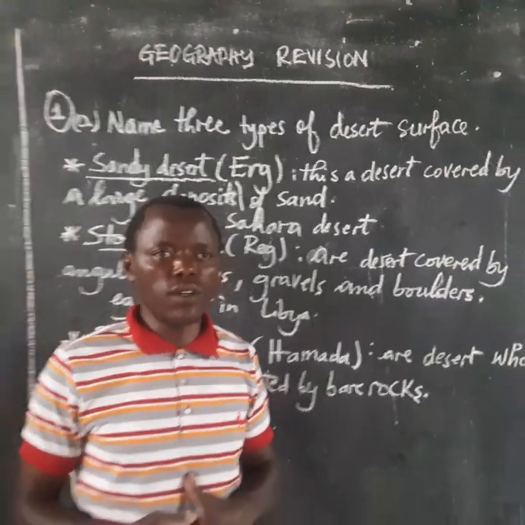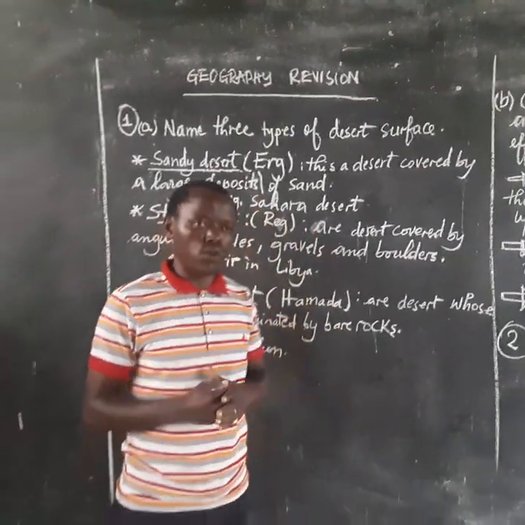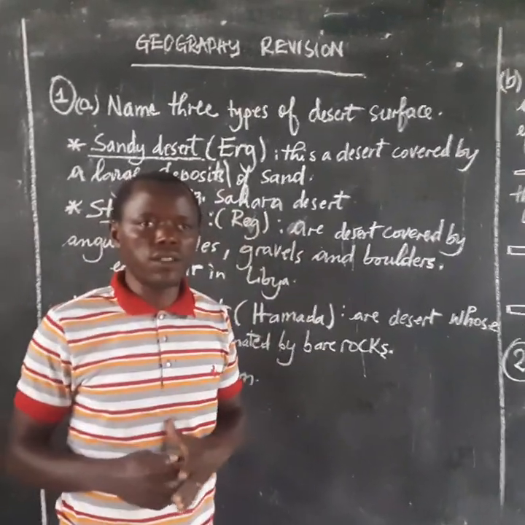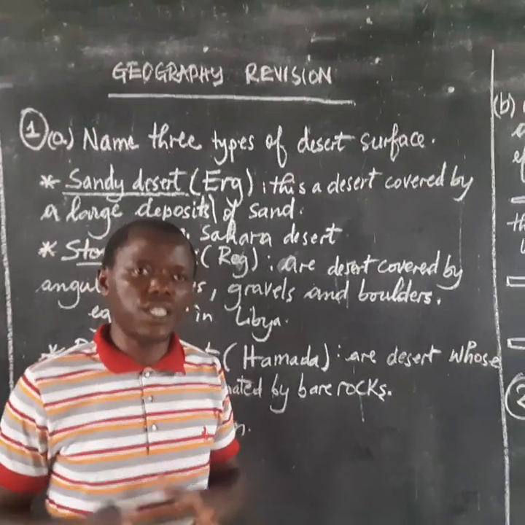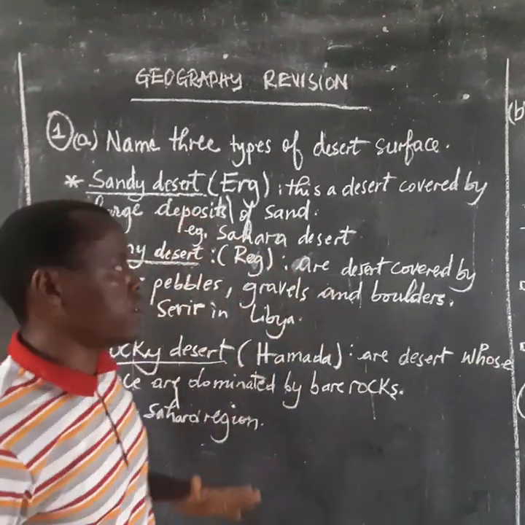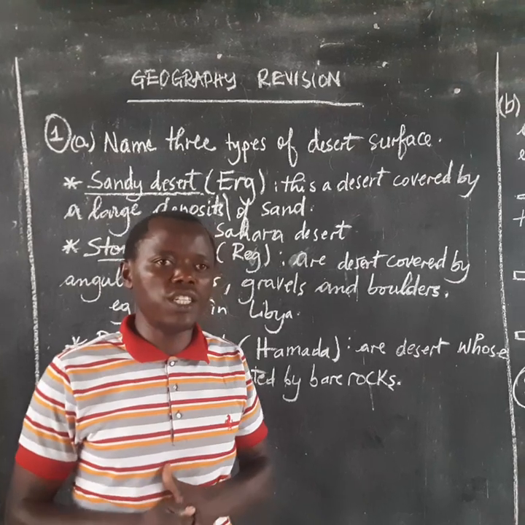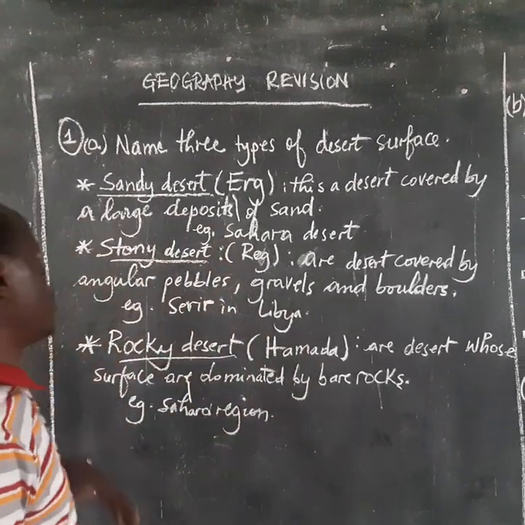Today we are going to run geography where we are still on the physical geography. But the topic of today is about the action of wind in desert. I come up with different questions relating to the action of wind in deserts. So let's start by question number 1.